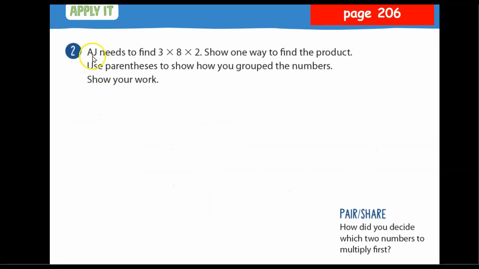Let's look at 2. It says AJ needs to find 3 times 8 times 2 to show one way to find the product. Use parentheses to show how you grouped the numbers. Okay, show your work. What do you think I should do first? Do I need to rearrange the numbers? Probably, because 8 times 2 is 16, and then I'd have 3 times 16. That might be a little hard. We haven't covered that in class yet, okay?